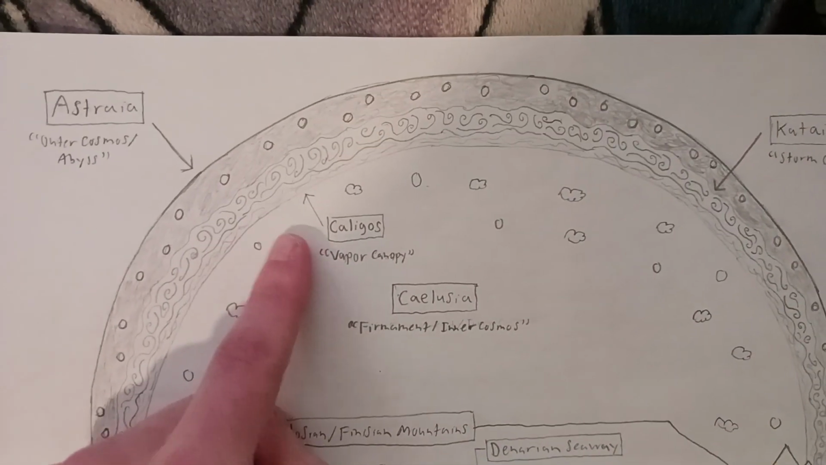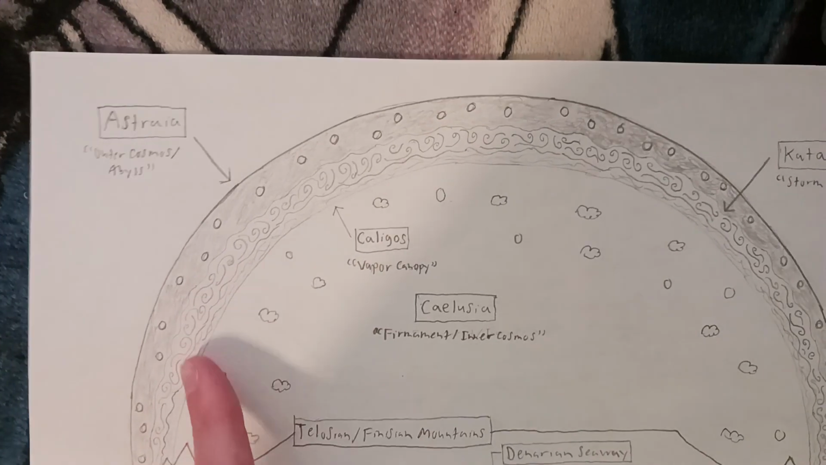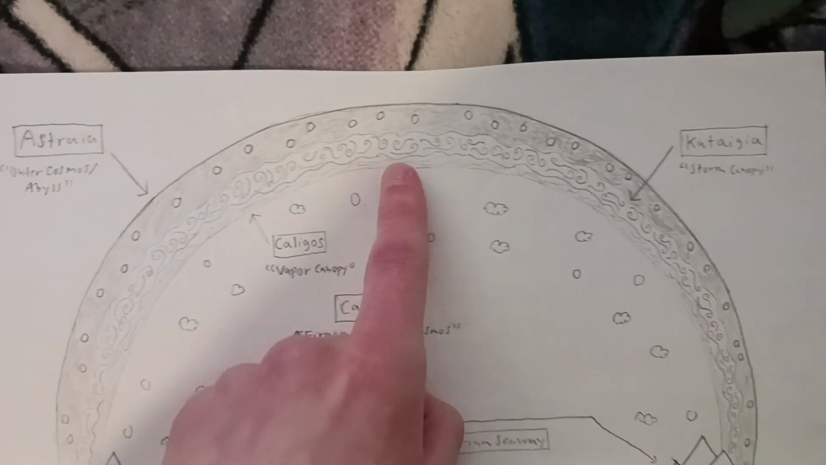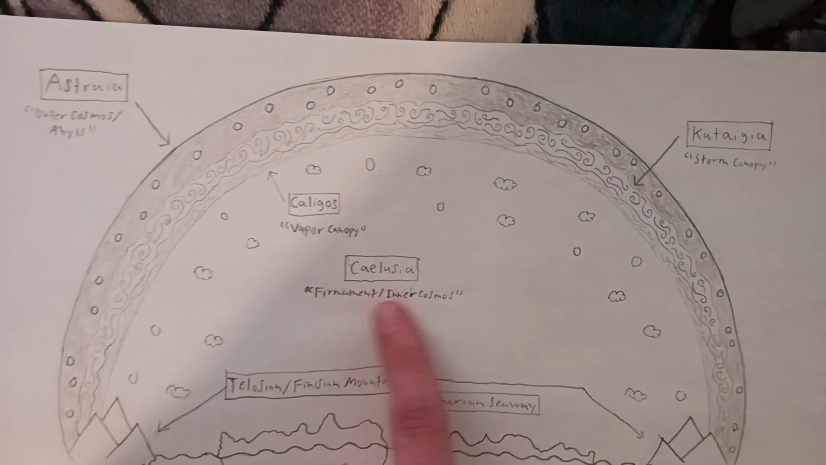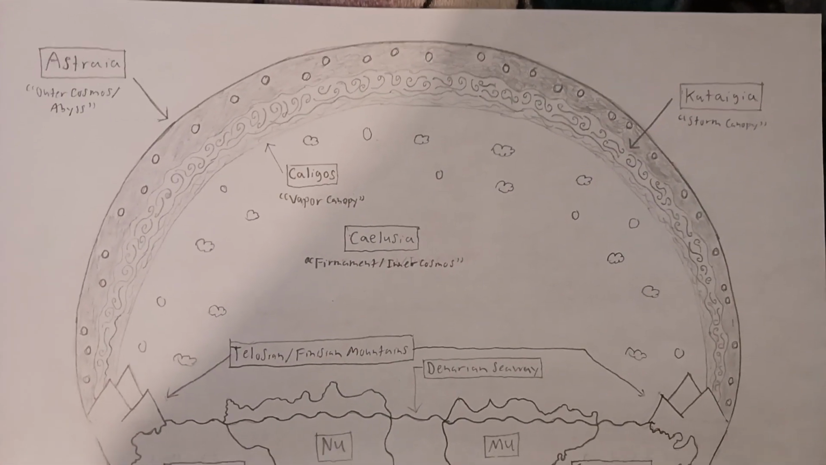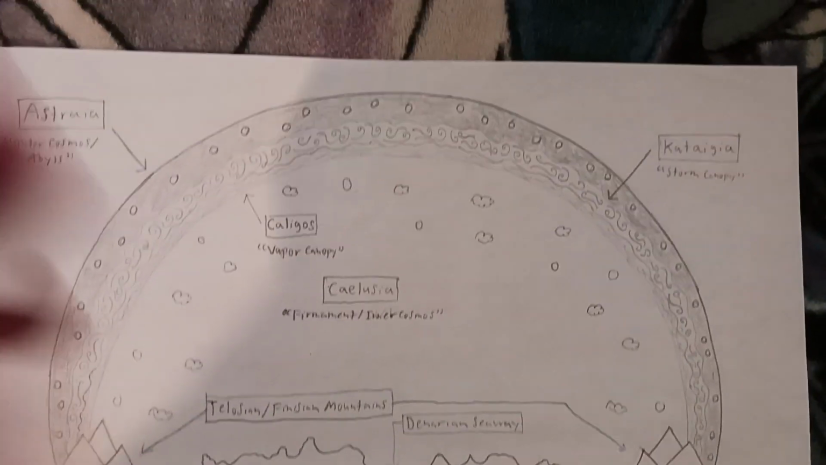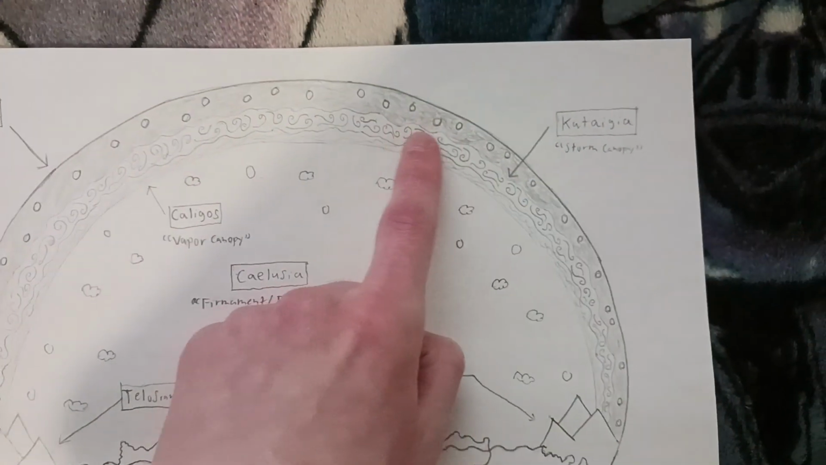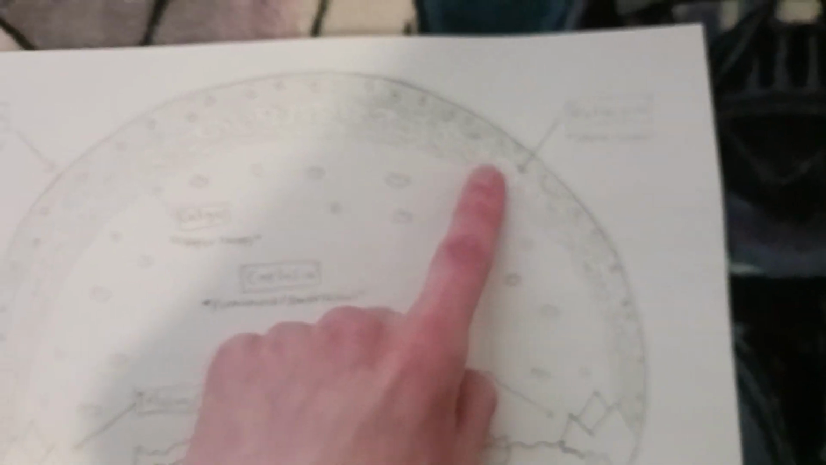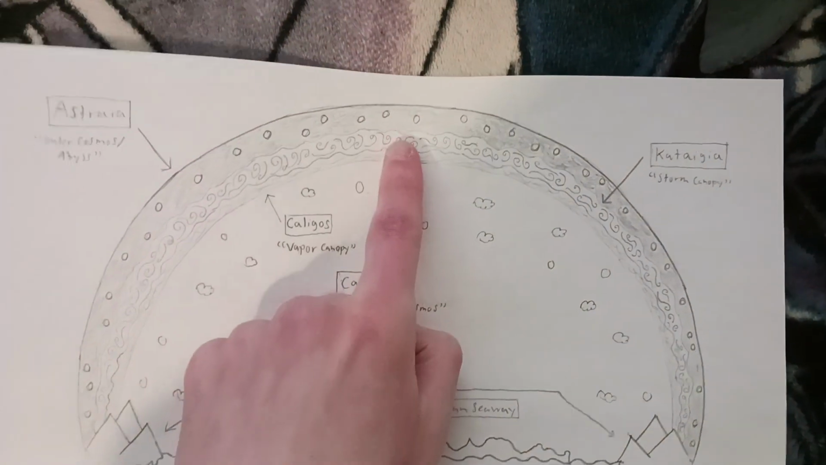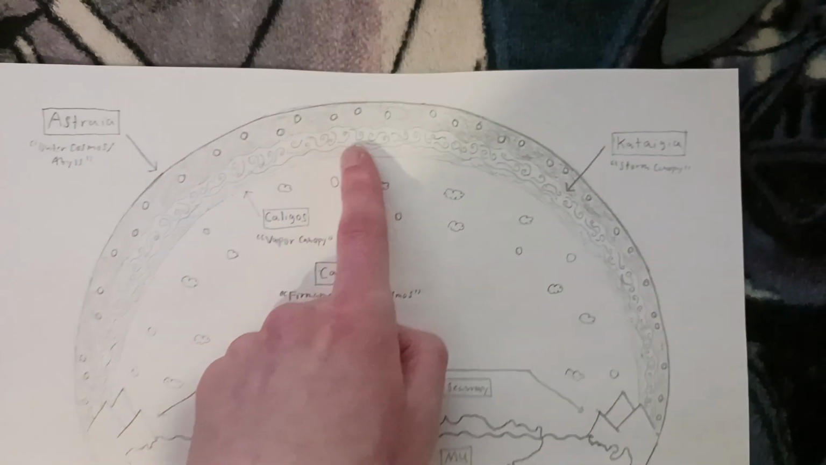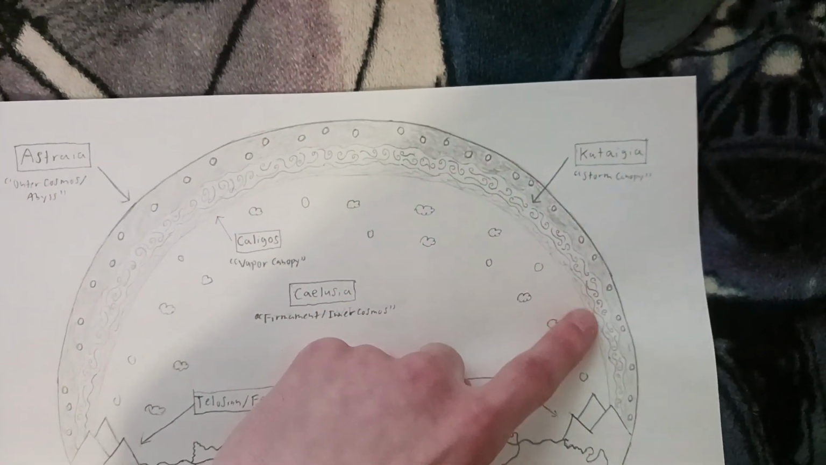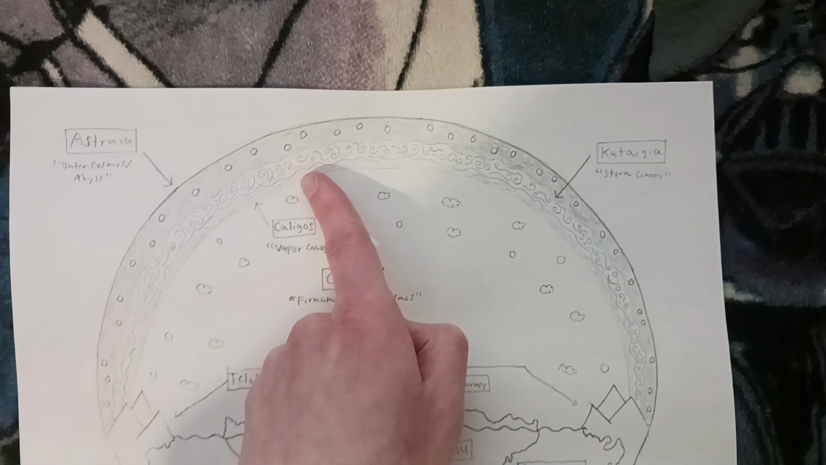Moving up, we have the realm of Caligos, or the vapor canopy. This is the thinnest layer, and this is what makes the realm of Cheilusia moist. Basically, it makes it comfortable to breathe. Above Caligos is the realm of Catagia, or the storm canopy. Here, ferocious storms and winds, hail, cyclones, and tornadoes blow ferociously about.